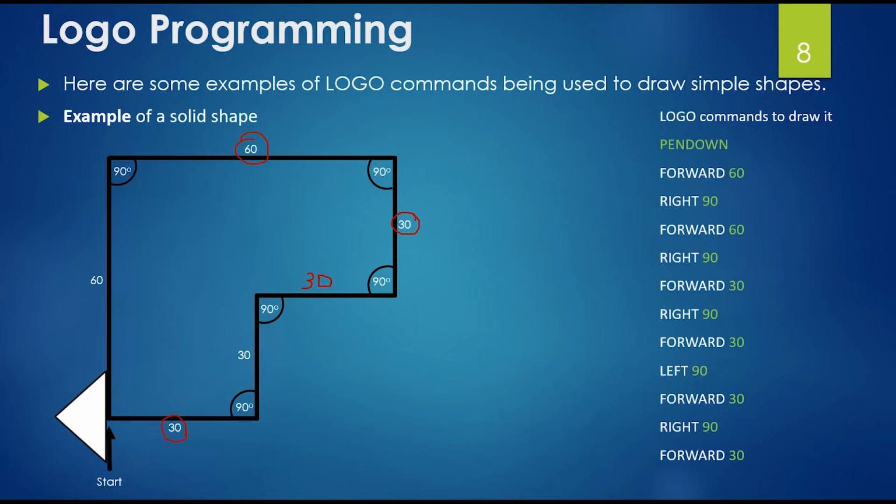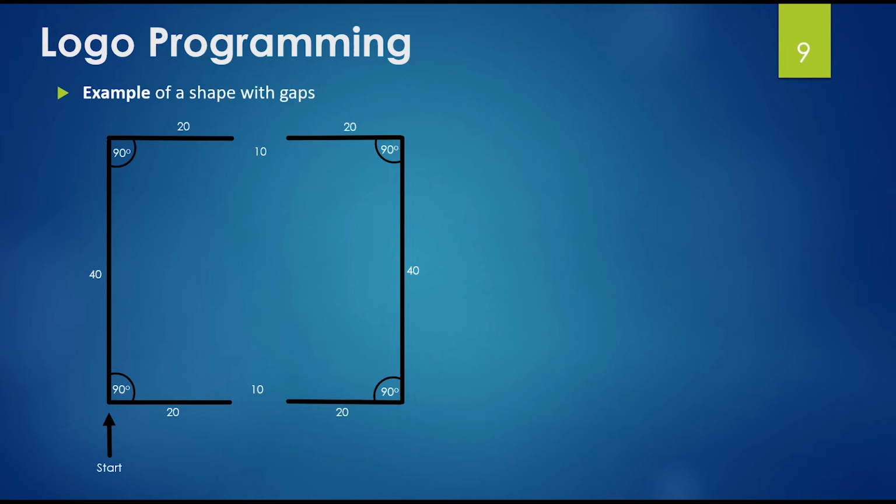And when we finish with our code, normally we put pen up. That means it will not be able to draw anything else. So these are our commands for the solid shape, as you can see here. Now, example of a shape with gaps.